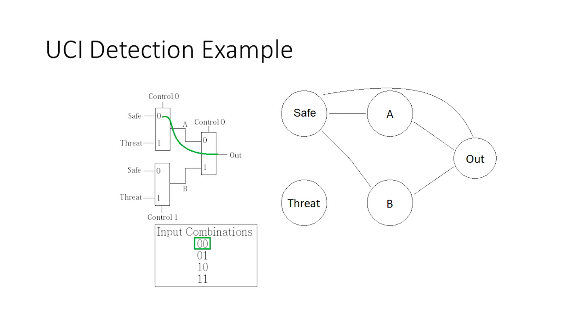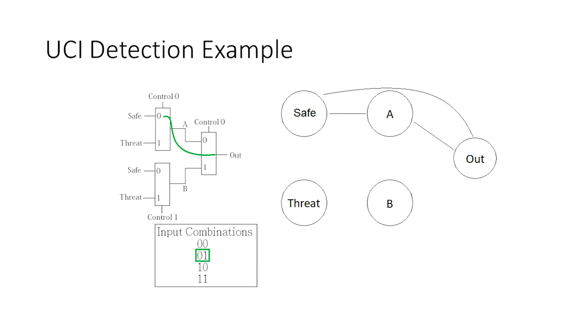Now the Blue Chip algorithm, in its generation of pathing in the graph and signal pairs, will eliminate the signal pair between threat and A, threat and B, and threat and out. So in this slide, these signal pairs and the pathing from threat to A, threat to B, and threat to out have been removed. Let's now consider the test case of 0,1.